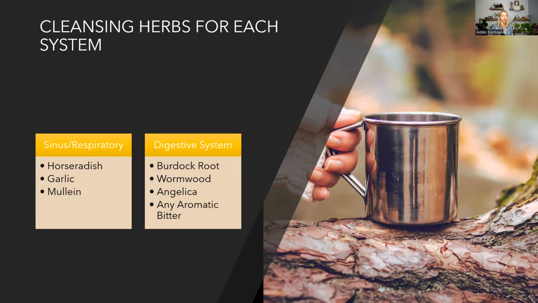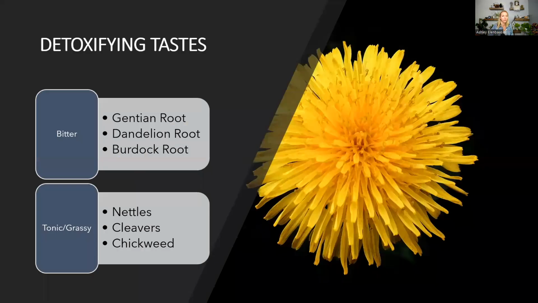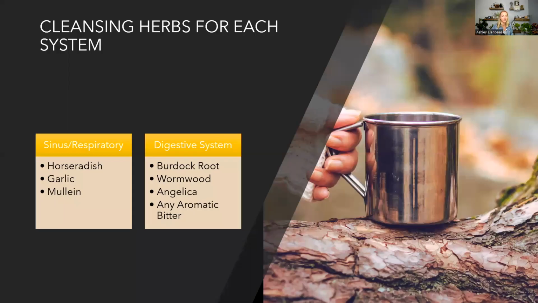And then our bitter herbs, let's see, do I have bitter taste? So I do have these. Let's go down to this next slide, because for the digestive system, bitter and the digestive system really work well together. So any aromatic bitter, I included angelica and wormwood in this list. But if you go to, let's say, Herbalists and Alchemists, which is a great herbal company, they have a great aromatic bitters blend that they've blended for you. And that's a great one to take for cleansing the digestive system.